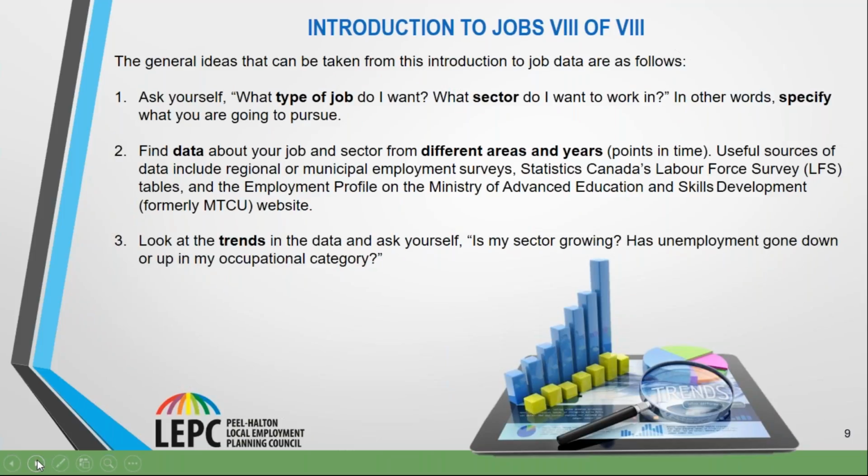There are 3 steps that need to be followed in the career planning stage. First, you should ask yourself, what type of job do I like to have? Second, you should find data about the job and the industry you want to work in. There are different sources where you can obtain data about local and provincial jobs and industry trends, such as regional and municipal employment surveys, Statistics Canada's labour force surveys, and the employment profile from the Ministry of Advanced Education and Skills Development. And at the end, you should analyze the trends and see if your sector of interest is growing or how the unemployment rate in that sector is changing.